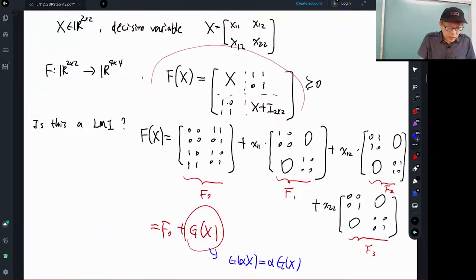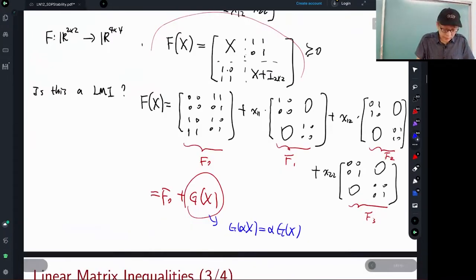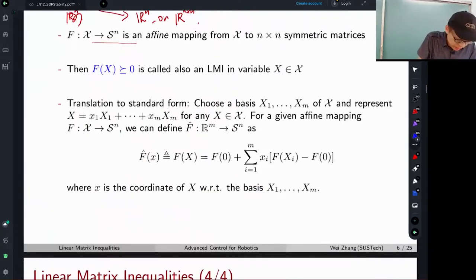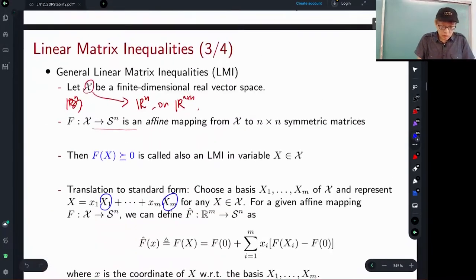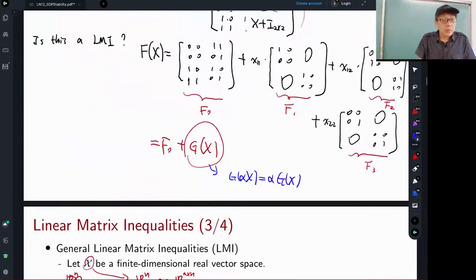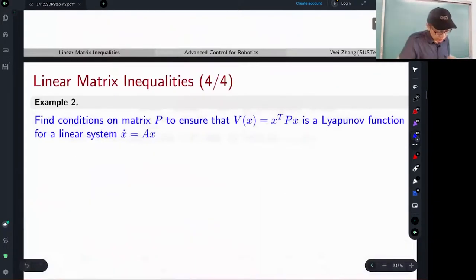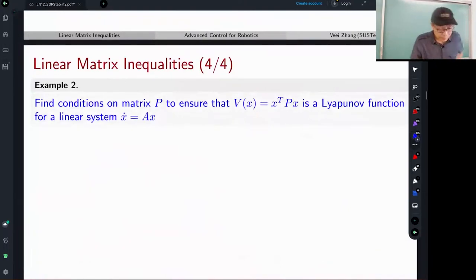In this case, F maps from R3, a subset of R3, three-dimensional space, and this list is a basis of that space. Anyway, if you don't like the general definition, just look at this example, it should be okay. Essentially, we are looking at these terms, the basis vectors are these three matrices in this case. Okay, let's look at the example. Any questions so far?